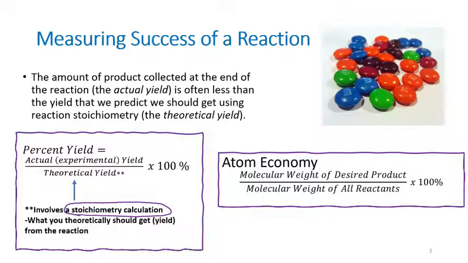It looks at the molecular weight of your desired or target product divided by the molecular weight of all reactants that went into the reaction. And again, multiplying this by 100%.